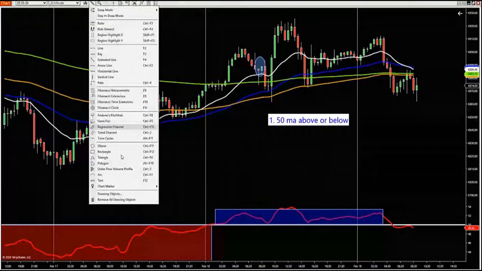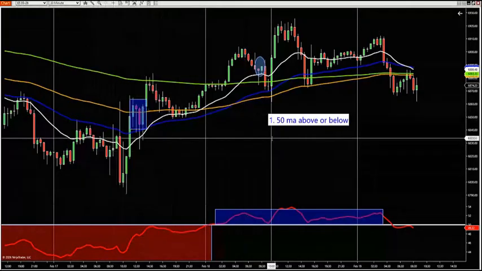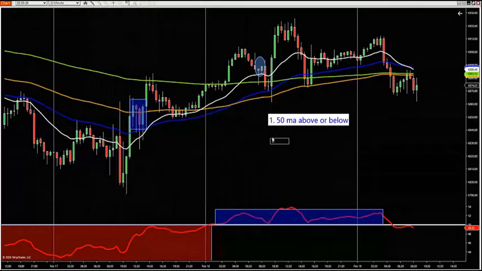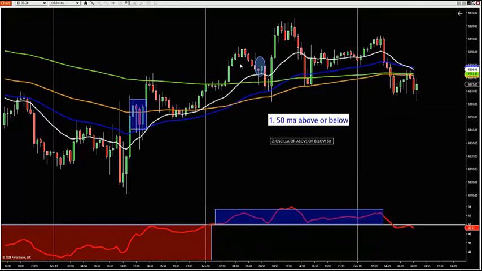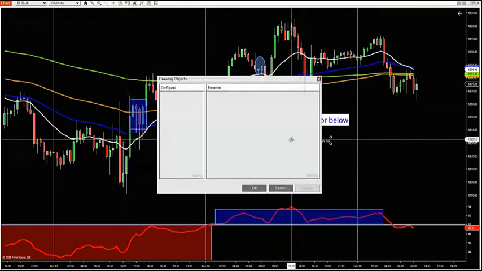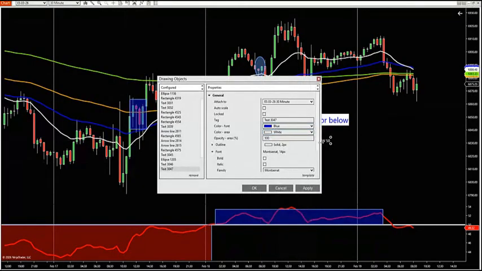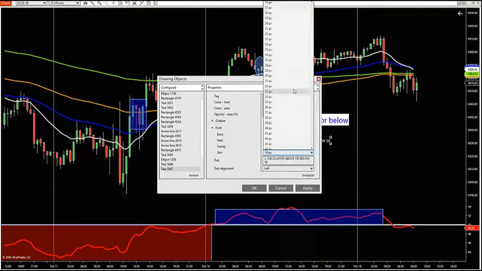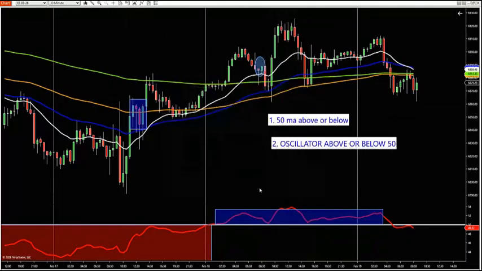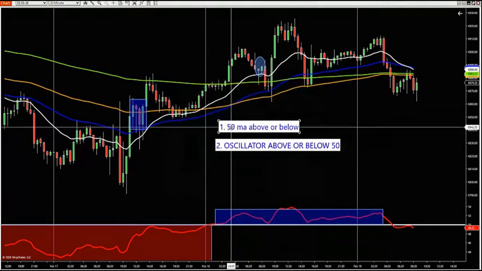The second criteria, which is very simple, easy to see, we want to use our oscillator above or below 50. Now, what we want to do, if the red line is above 50, we are net buyers. If the red line is below 50, we're net sellers. So this is our pre-market plan going into the trading day on a daily basis using those two parameters.